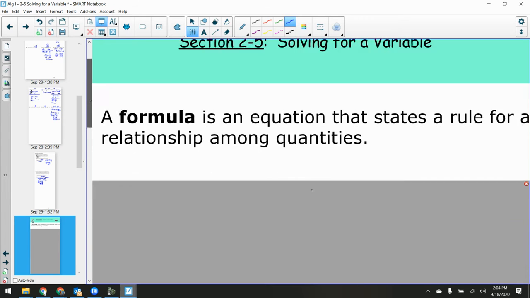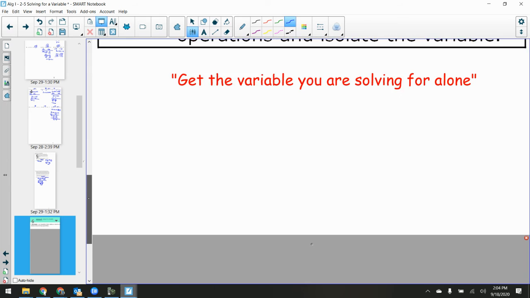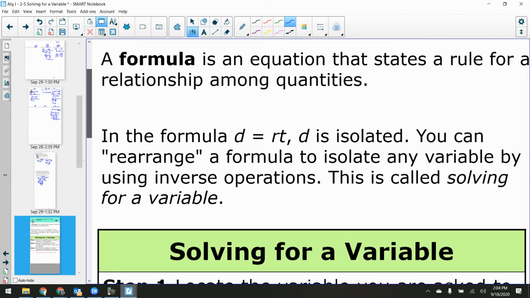Go with me here. This isn't in your guided notes, but I want to talk about this formula. Does anybody recognize this formula? D is equal to R times T. That's distance is equal to rate times time. Rate times the time will give you the distance traveled. So if I'm traveling 50 miles per hour for 3 hours, I'm going to go 150 miles, right? Rate times the amount of time gives me the total distance.